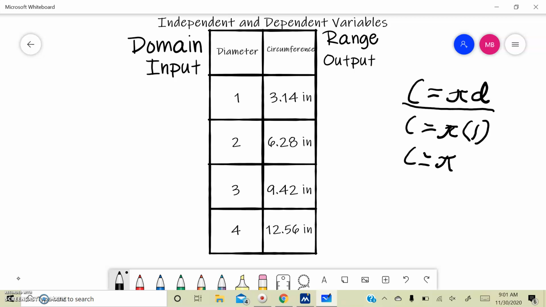So your input, like I have up here next to diameter, is directly going to affect that output. It matters what that input is for the output, but whatever that output is doesn't affect the input. And then this is also going to be like a domain and range of a function, which we'll get into a little bit later this year. The domain, the input, directly affects what that range is going to be.